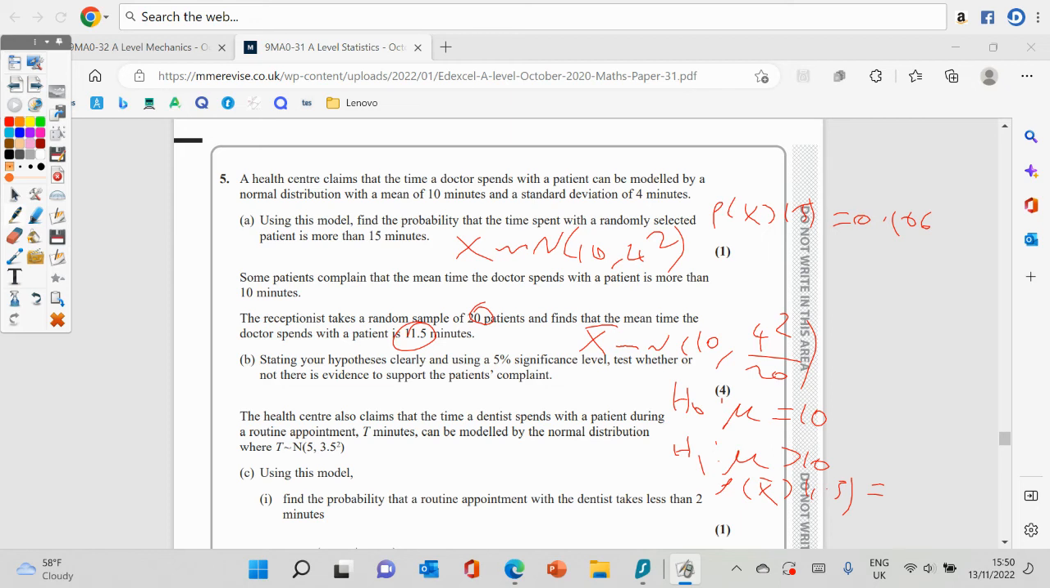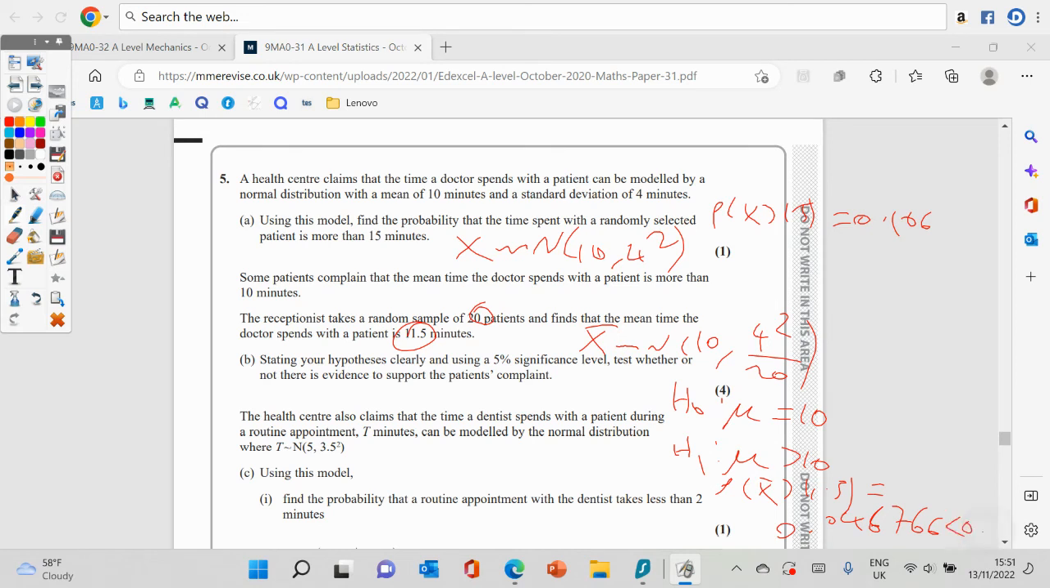Now, on your calculator, it's menu into number 7, and we're looking for normal CD. We're picking that value of 11.5, and we'll pick an extremely big value for the upper bound. Our sigma is root of 4 squared divided by 20, and our mu is 10. Which is, blimey, 0.0466766. That'll do, for a reasonable degree of accuracy.